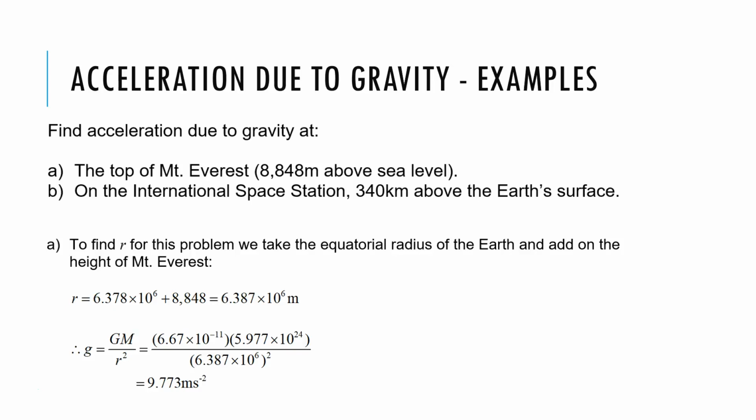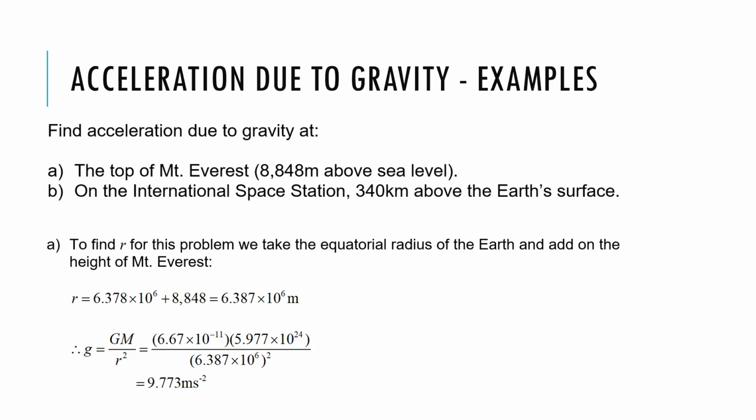So for part A, the acceleration due to gravity on Mount Everest, well, to find the distance between the center of the Earth and Mount Everest, because that's our r value, we need to take the mean radius of the Earth from the previous part, 6.378 times 10 to the power of 6, and add on the height of Mount Everest in meters. That's important there, in meters. When we get that r value, we just insert it into that same equation, and you can see here when you do the working out, you get 9.773 meters per second squared to 3 decimal places.